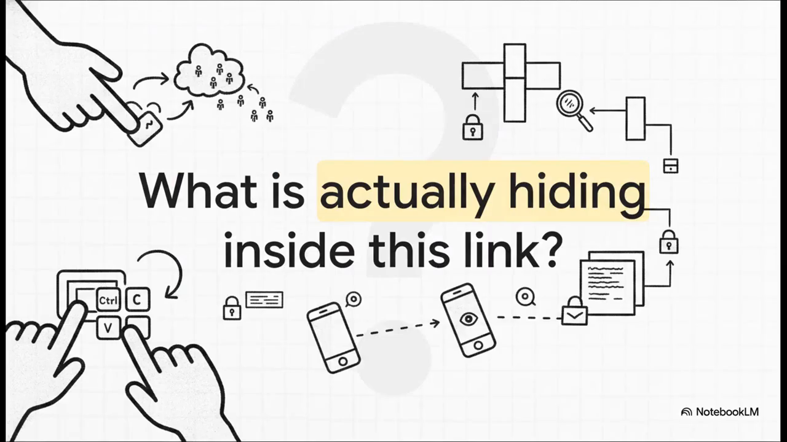We copy and paste things exactly like this all the time, totally on autopilot. We tap our screens, we mash Control-C and Control-V, and we send it off into the digital ether. But what is actually hiding inside this link when we look at it up close? What's the real architecture of this tiny string of text? And what is it secretly doing behind the scenes when you share it with a friend?